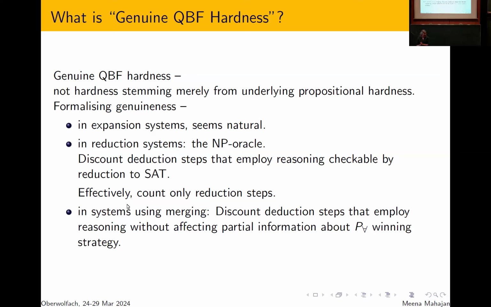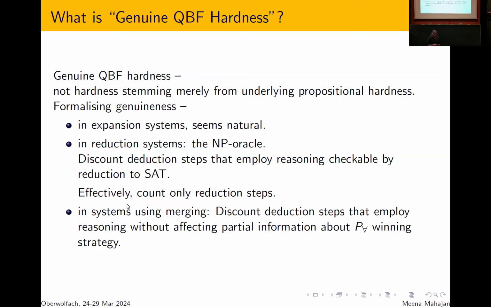I want to look for something like this. But there have been attempts to try and make this more precise. So one way of making this precise is to simply throw in an oracle in the proof system. With access to an NP oracle, if a formula is still hard to refute, if it still requires long proofs, then this is not propositional hardness, because for propositional hardness, the oracle would just give the answer in one step.